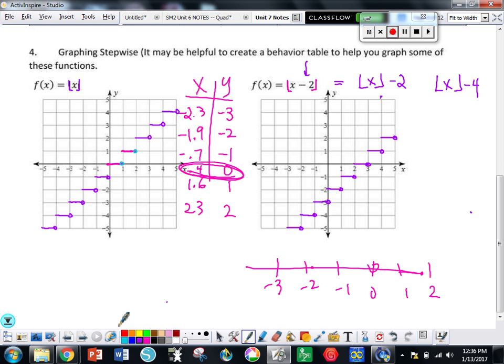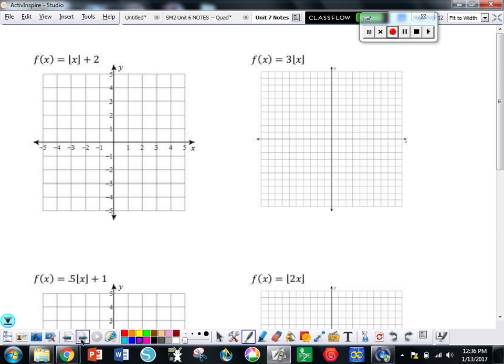Good. Let's try another one. Actually, on your own, try this first one. Are there even A, B's, and C's on these? No? Crazy. On your next, try the next one, top left. So this one is going to be shifted up, down, left, or right? Up 2, right?